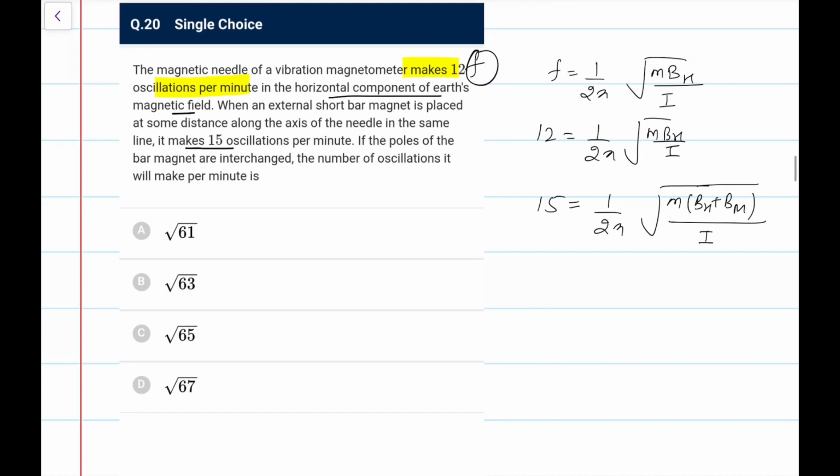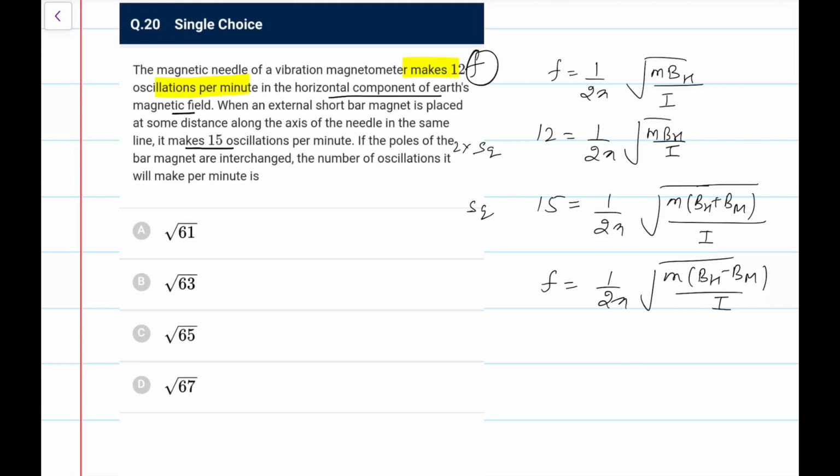Now if you reverse it, the fields will subtract, and so you have to find that particular frequency. The required frequency would be 1 upon 2 pi under root of m times (B_H minus B_M) by I. Now how to get this particular value B_H minus B_M? The first thing you can do is square it and subtract it out. So if you square and subtract it out, and let's say multiply it by 2.